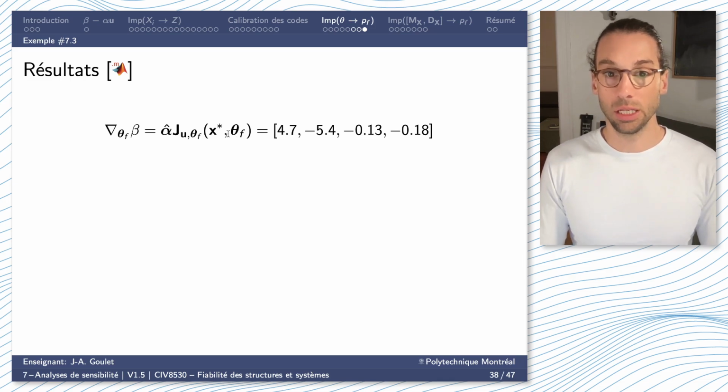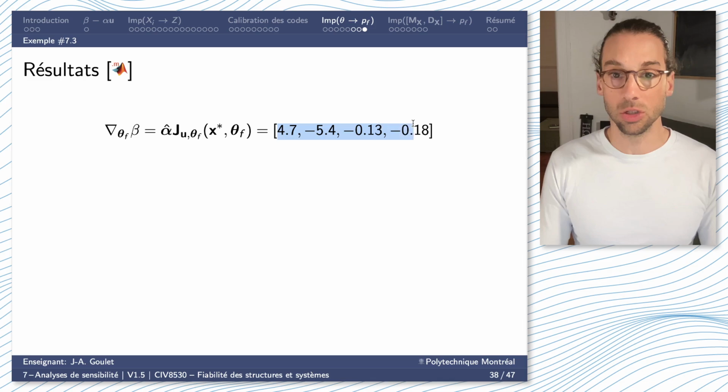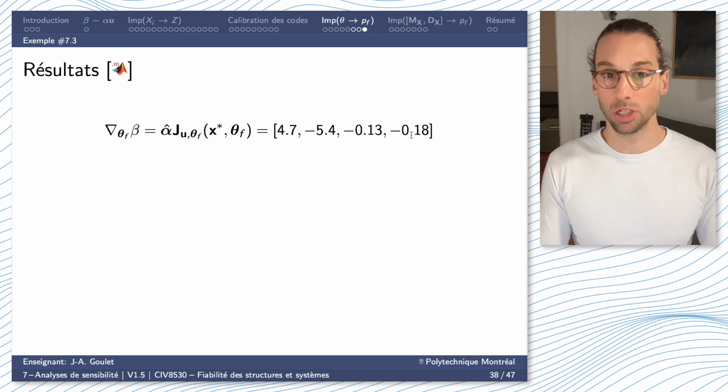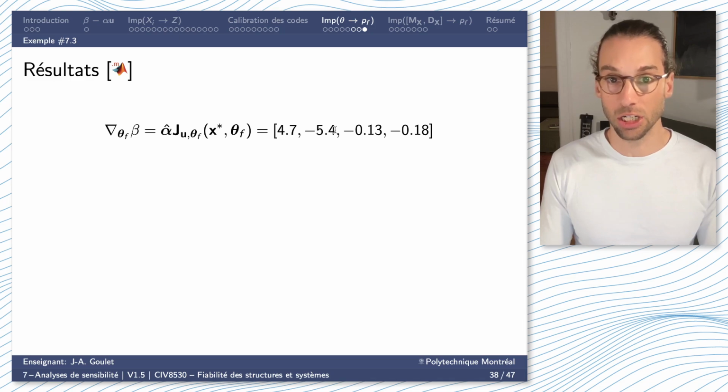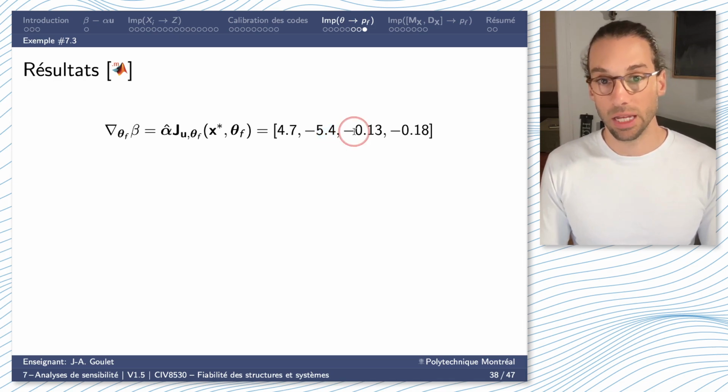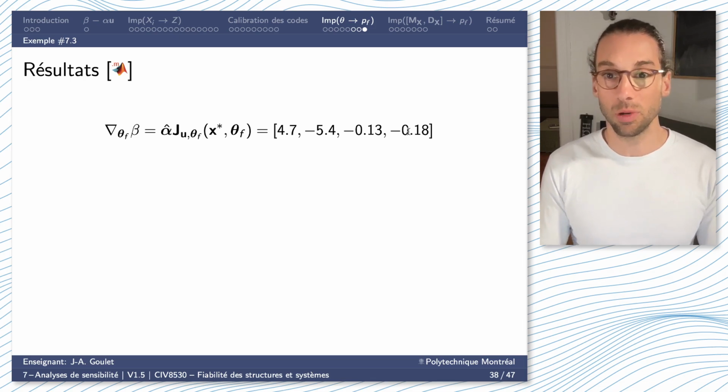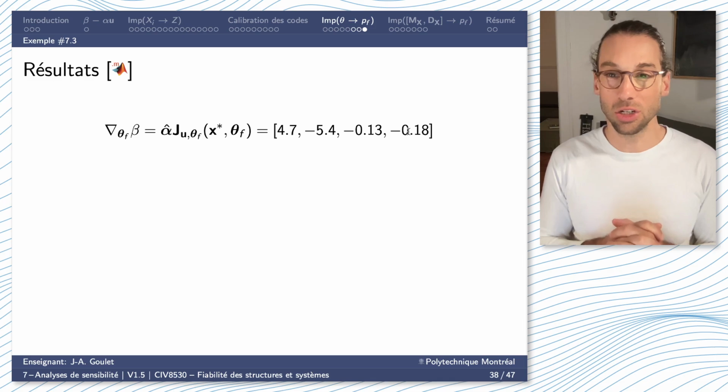After computing these Jacobian terms, I get these numerical results. These are the first two parameters associated with the log normal, the third and fourth parameters associated with the Gumbel. So what is the interpretation? If I change lambda for my log normal random variable by 1 unit, the change in beta is going to be 4.7. If I change zeta by 1 unit, I get a change of minus 5.4 for beta. And we have the same thing for the other parameters. This is fairly hard to interpret because I don't really have a physical representation of what lambda, zeta, mu, and beta are in this case.